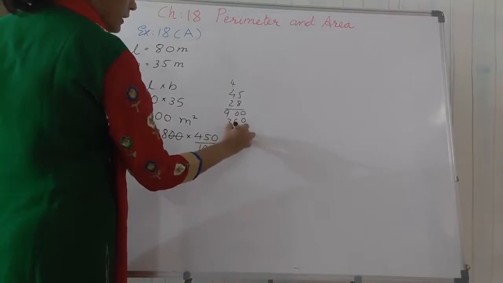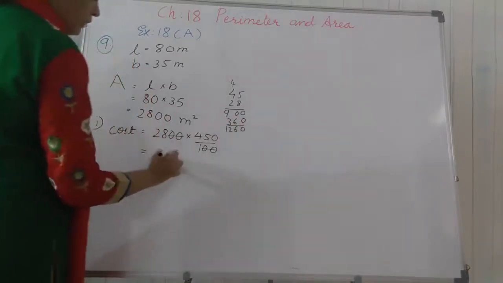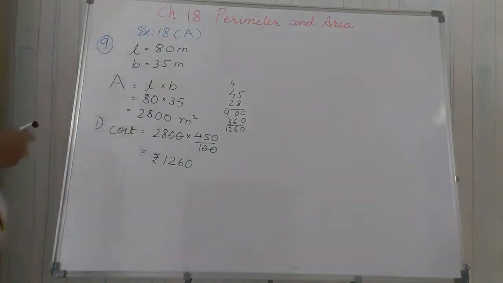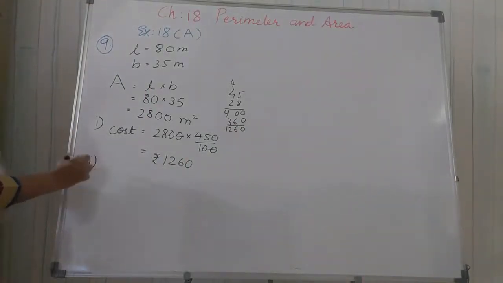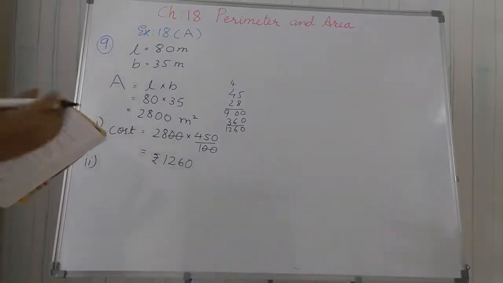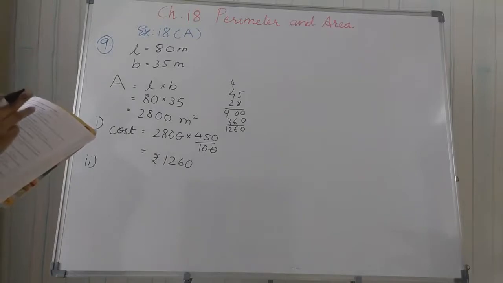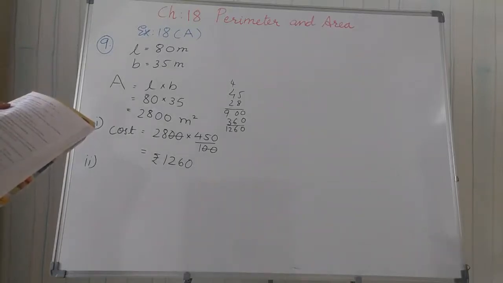So here we get 1260 as our answer of the first one, that is the cost of leveling. Now second question. How long will a boy take to go 3 times round the field if he walks at the rate of 1.5 meter per second?